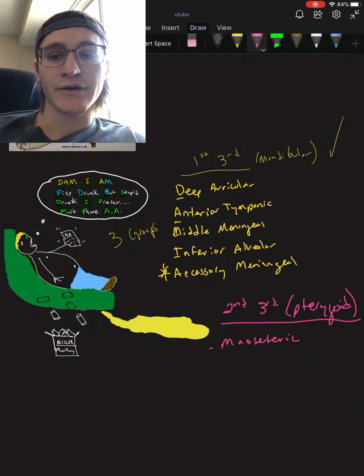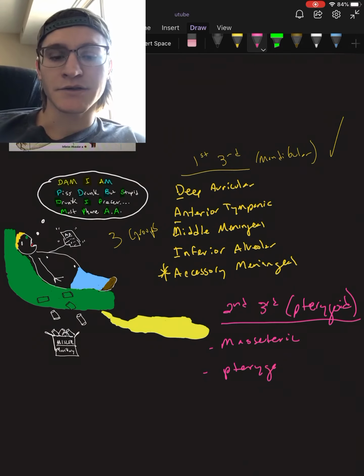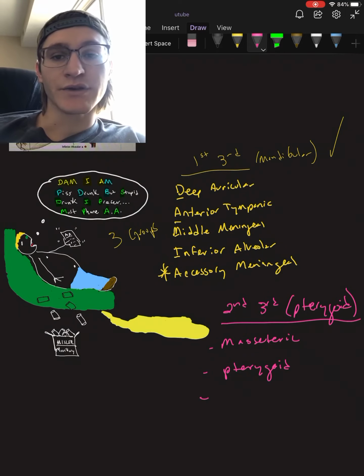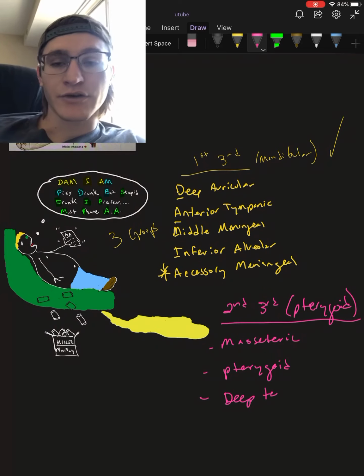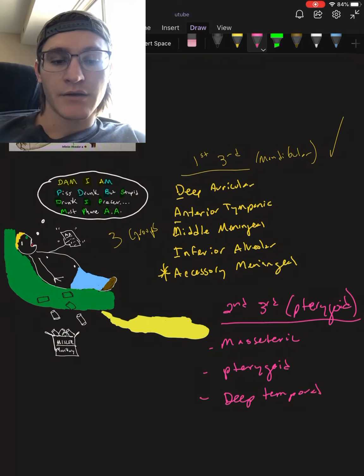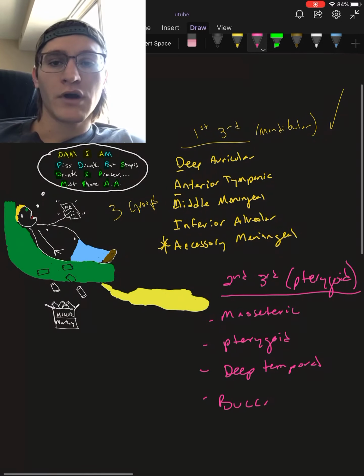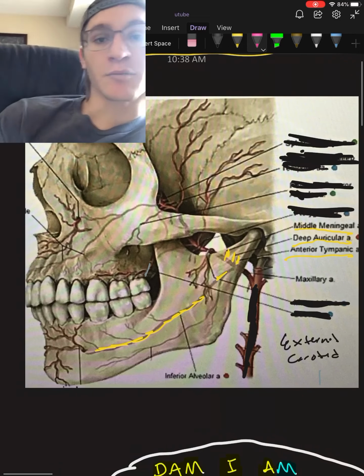It's going to be our masseteric, so our masseteric branch. Our masseteric branch is probably the hardest of the bunch of this one. Then we're going to have our pterygoid, because that makes sense because we're in the pterygoid section. Pissed drunk, so we're going to have our deep temporal. Then my favorite of the bunch is our buccal. Buccal, however you want to say it. So that's cheek. That's going to supply like our buccinator.